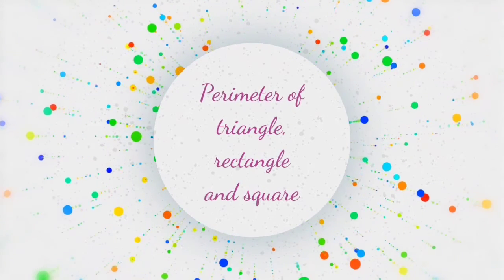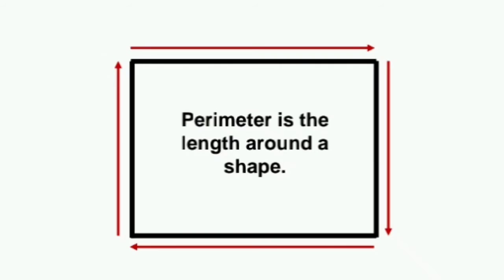Perimeter of a triangle, rectangle and a square. Perimeter of any shape means the length of all the sides of the shape, means its boundary.